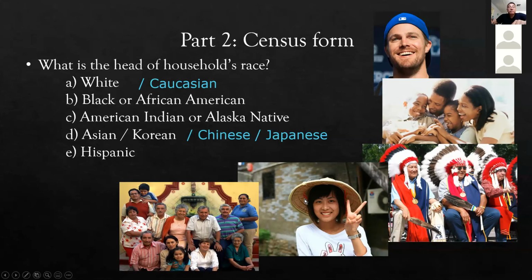Hispanic family, Asian woman, American Indian men, black family, white man. And the last one is some other race, right? So you can say, oh, I am white, I am black, I am American Indian, I am Asian, or I am Hispanic.